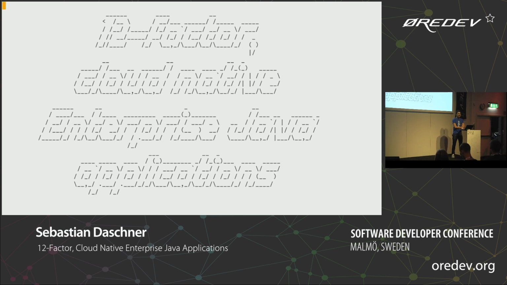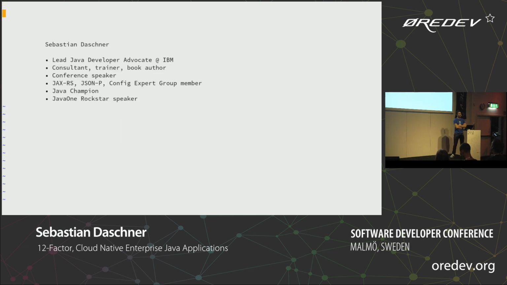So hi, from my side, my name is Sebastian Daschner, born and raised in Munich, Germany, so almost neighbors. And I'm very happy to be back in cold Sweden, or at least every time I come here it's kind of cold, but I maybe should come in other seasons than spring or fall.